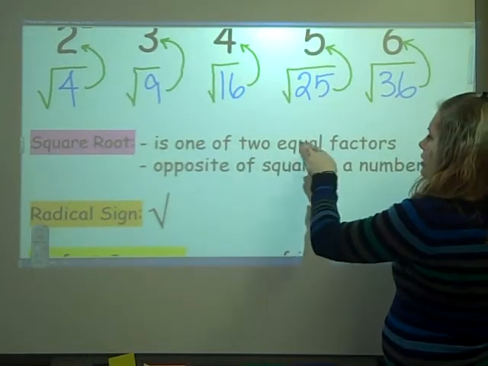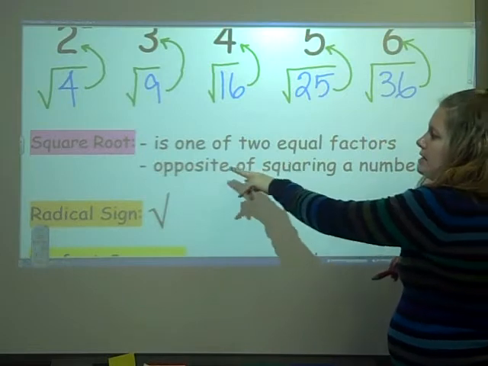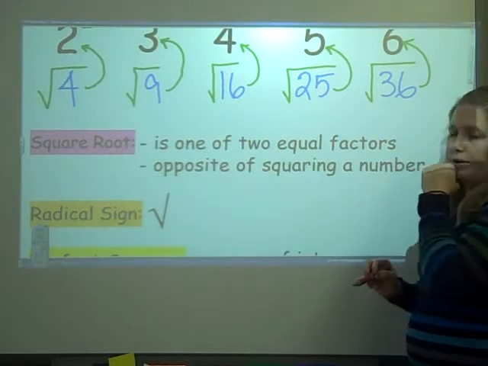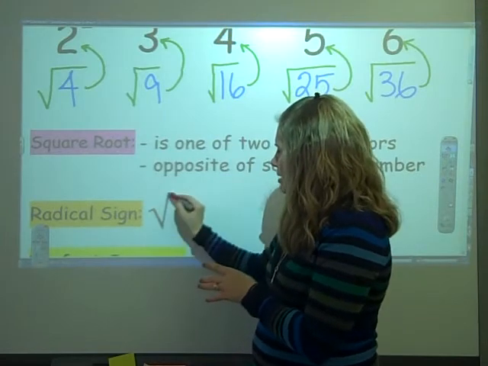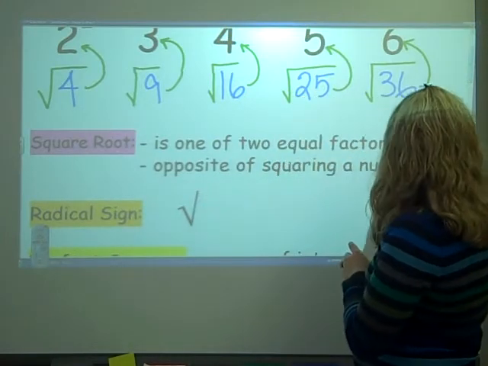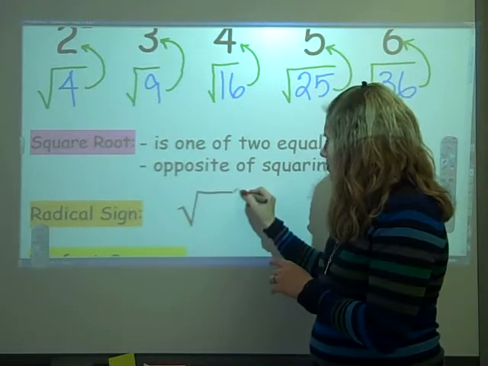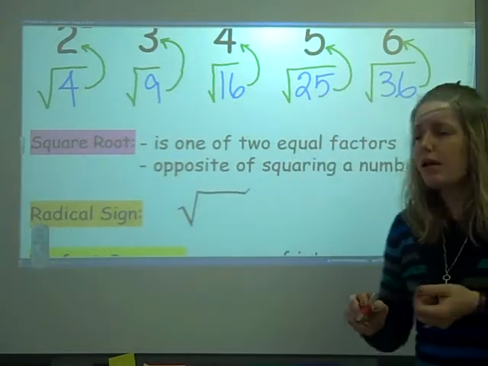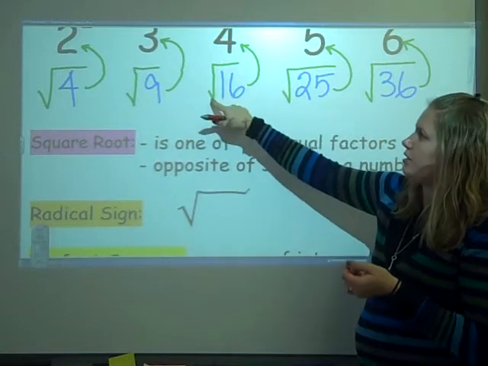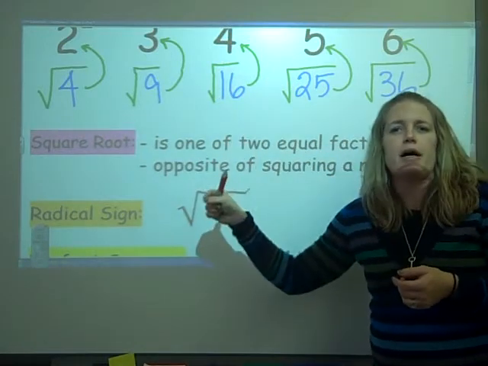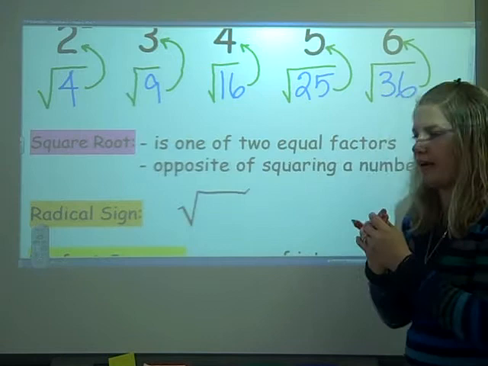It's one of 2 equal factors, and it's the opposite of squaring a number. The symbol we use is called the radical sign. It looks like this and it has a line across it, almost like a long division box. It symbolizes you're taking the square root of a number: what number times itself gives you the number inside the radical symbol.